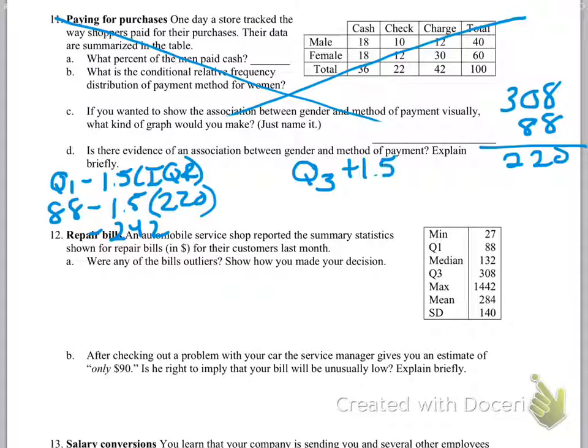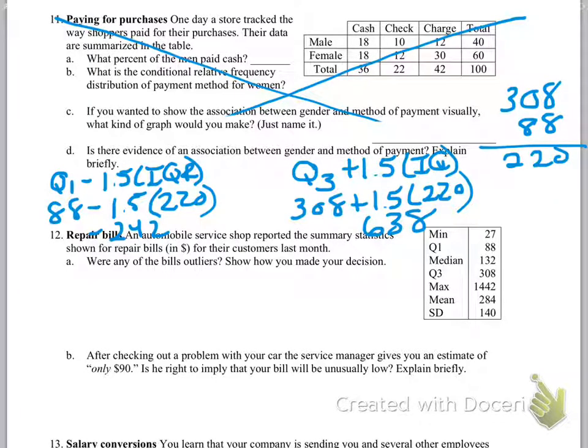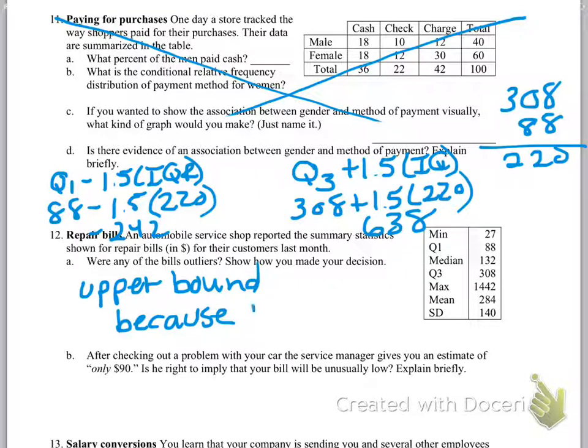Q3 plus 1.5 times IQR, which is going to be 308 plus 1.5 times 220. And I get 638. And my maximum is 1442. So I have an upper bound, and it's because 1442 is greater than 638. Okay, now let's go to B.